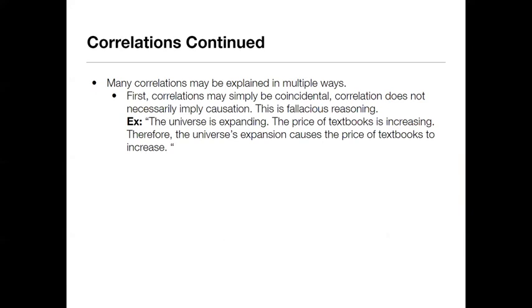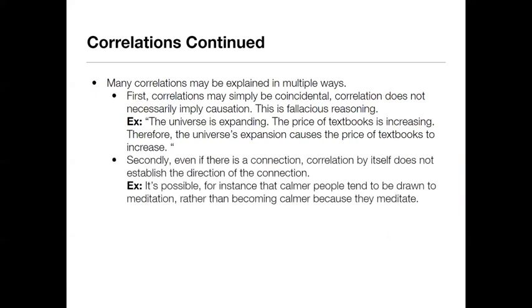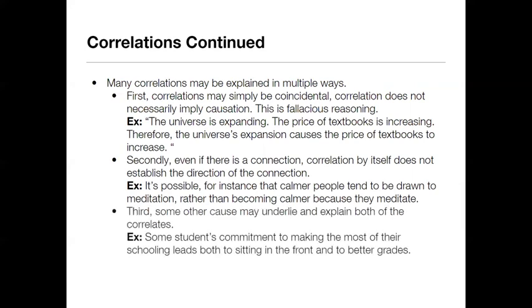Not good reasoning, right? Secondly, even if there is a connection, correlation by itself does not establish the direction of the connection. So it's possible, for example, that calmer people tend to be drawn to meditation rather than becoming calmer because they meditate, which is an interesting study that has been done. Third, some other cause may underlie and explain both of the correlates.